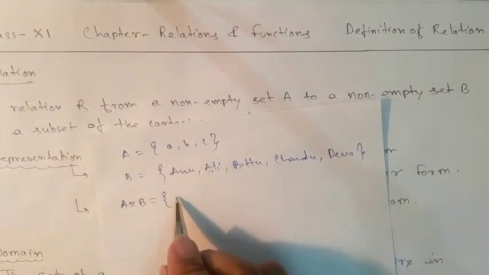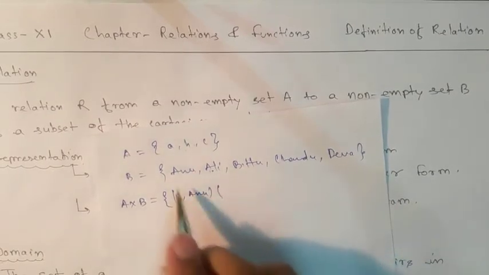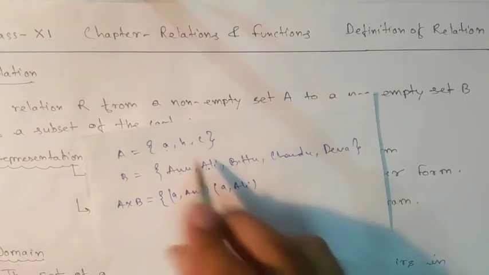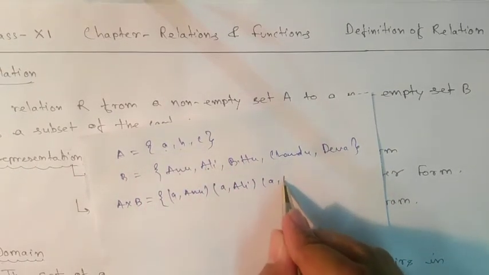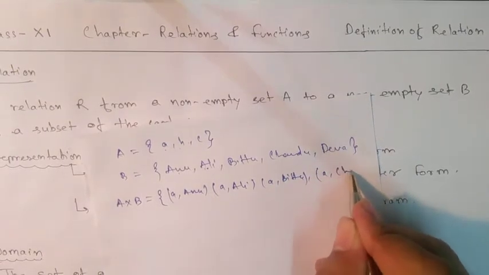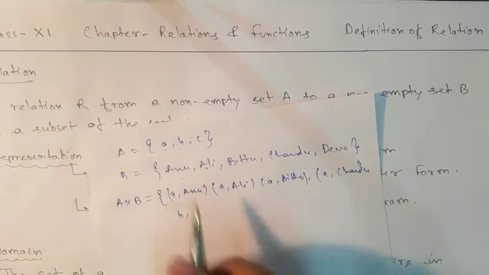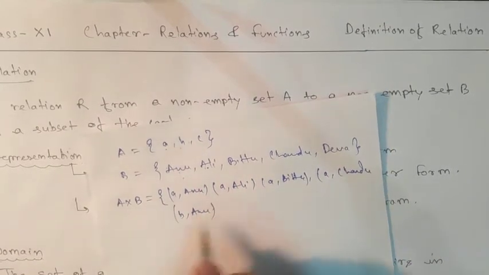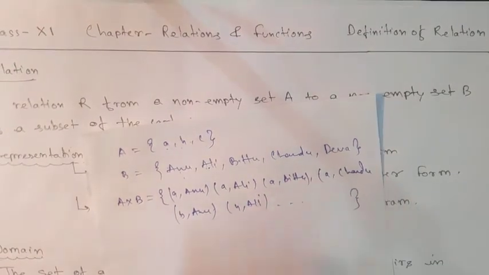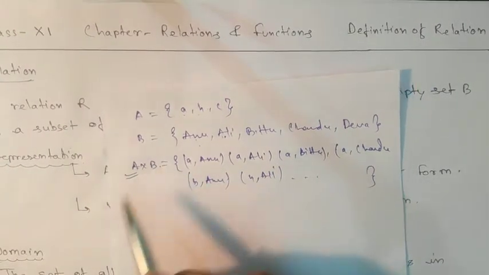If we write them all, it will take lots of time, so I will write a few here. (a, Anu), (a, Ali), (a, Bittu), (a, Chandu), and then you will continue with (b, Anu), (b, Ali), and so on. Total 15 elements. Now this is your Cartesian product of A and B.